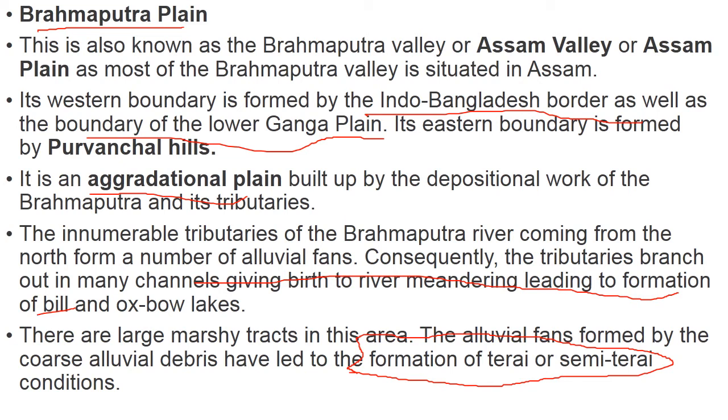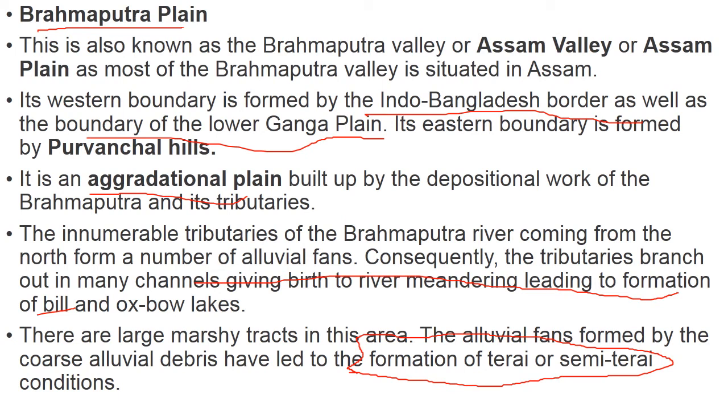Innumerable tributaries of the Brahmaputra river coming from the north form a number of alluvial fans. Consequently, the tributaries branch out in many channels, giving birth to river meandering, leading to the formation of Bill and Oxbow Lake. Oxbow Lake is a depositional feature of the river found in this area because of the total flatness. There are large marshy tracts in this area.